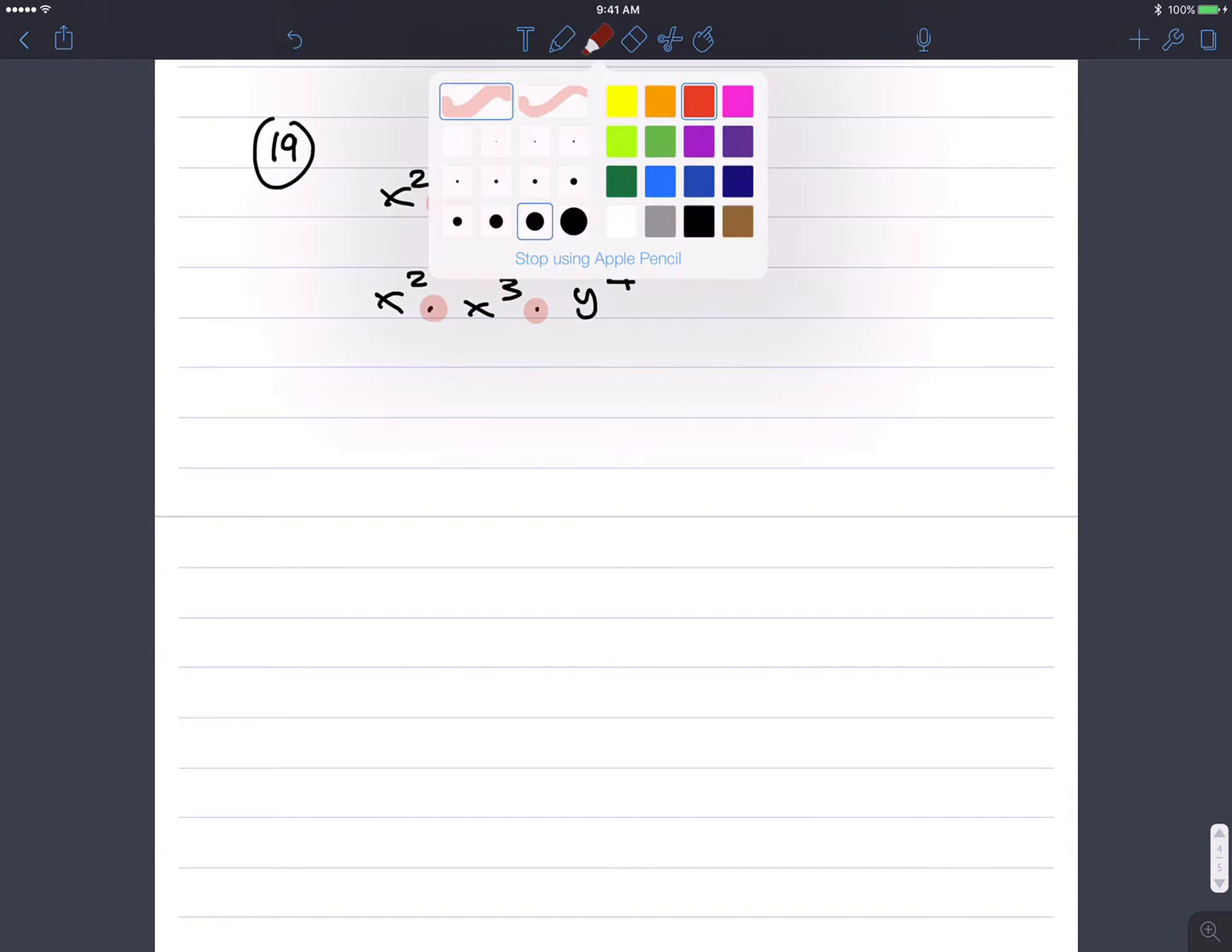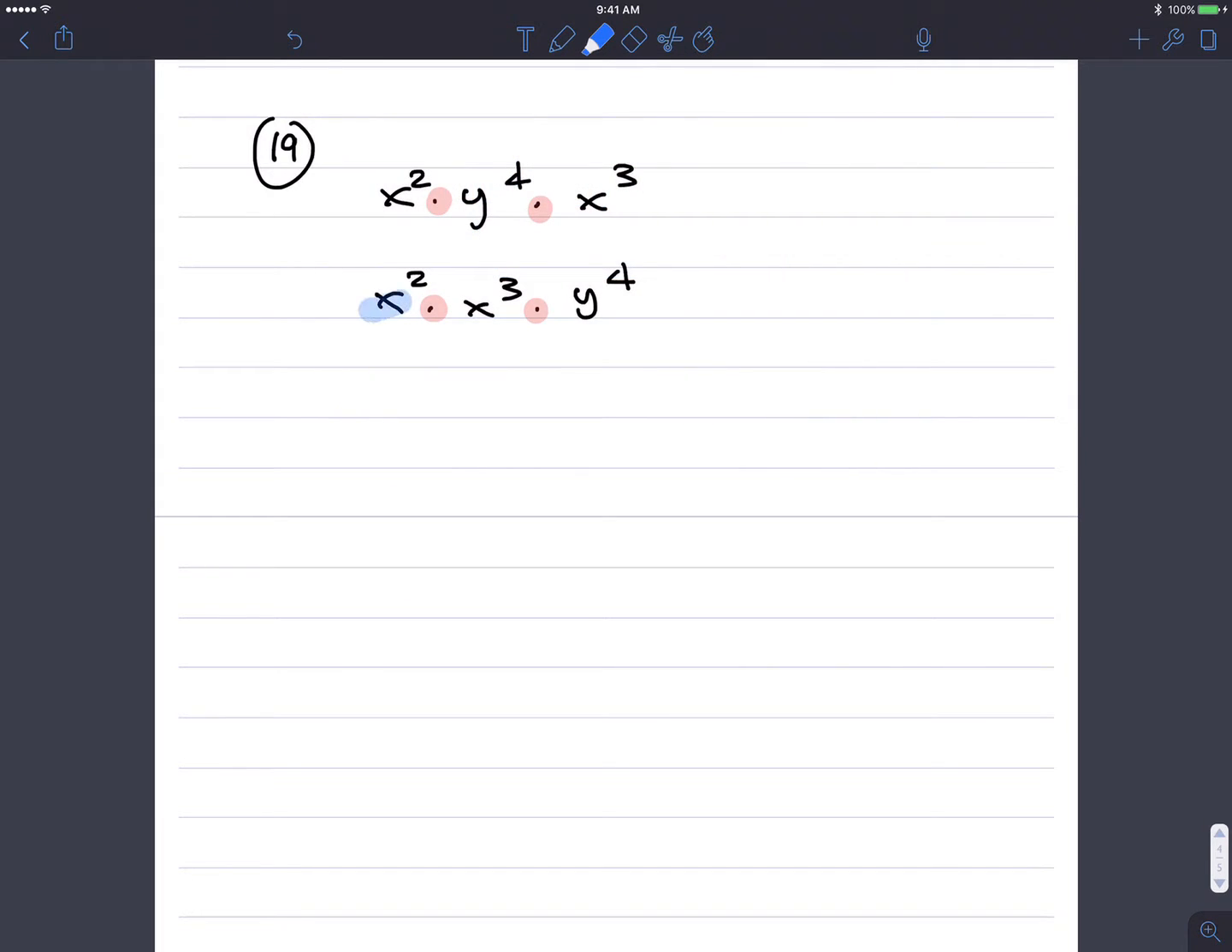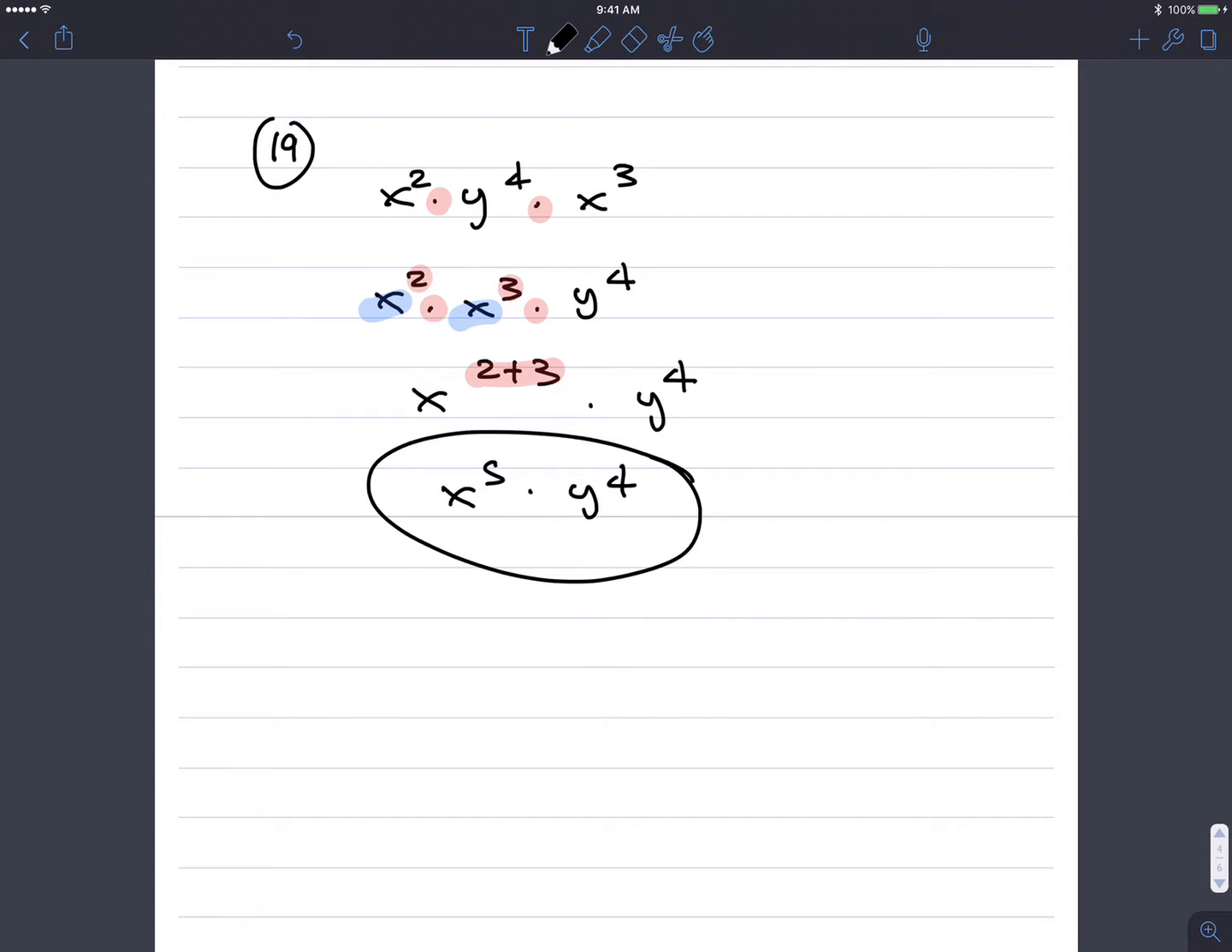And here, the only two exponentials we can multiply are the ones with the same base. So we're going to keep that base x. We're going to add their powers. And this will be times y to the 4th power. So notice, power 2, power 3. Add the powers, you get x to the 5th times y to the 4th. And you're done.